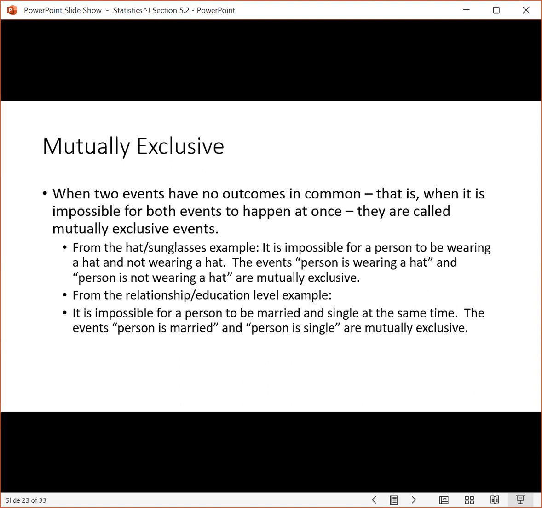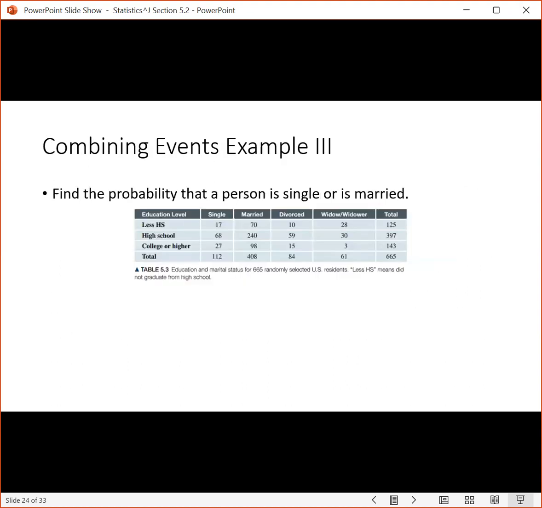So for example, from the hat sunglass example, it is impossible for a person to be wearing a hat and not wearing a hat, right? That's a silly example, but we would say the events a person is wearing a hat and a person is not wearing a hat are mutually exclusive. You can't be both. And then if we go back and look at the relationship education example, it is impossible for a person to be married and be single at the same time. So the events the person is married and the person is single are said to be mutually exclusive.